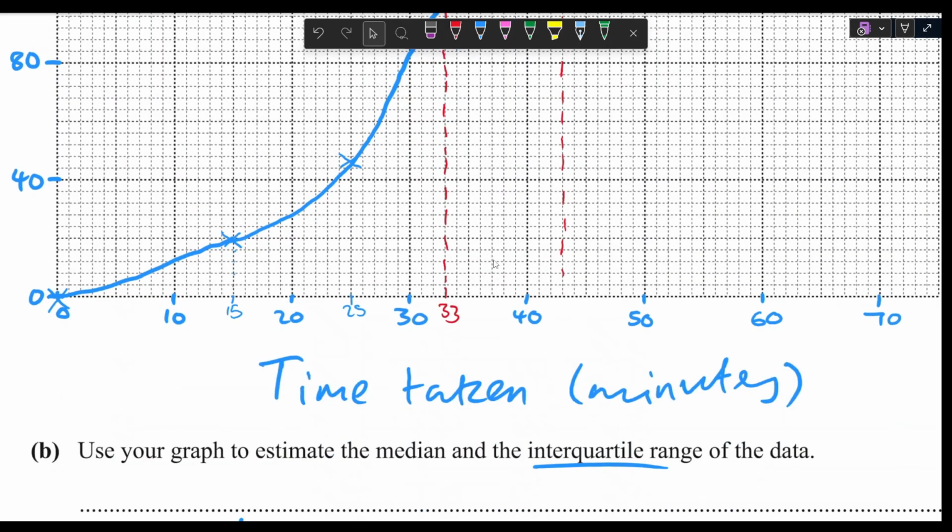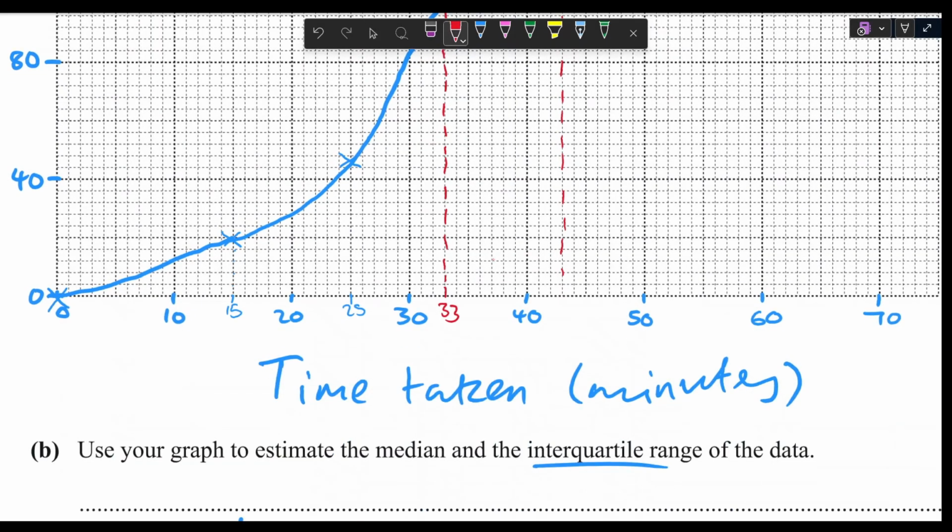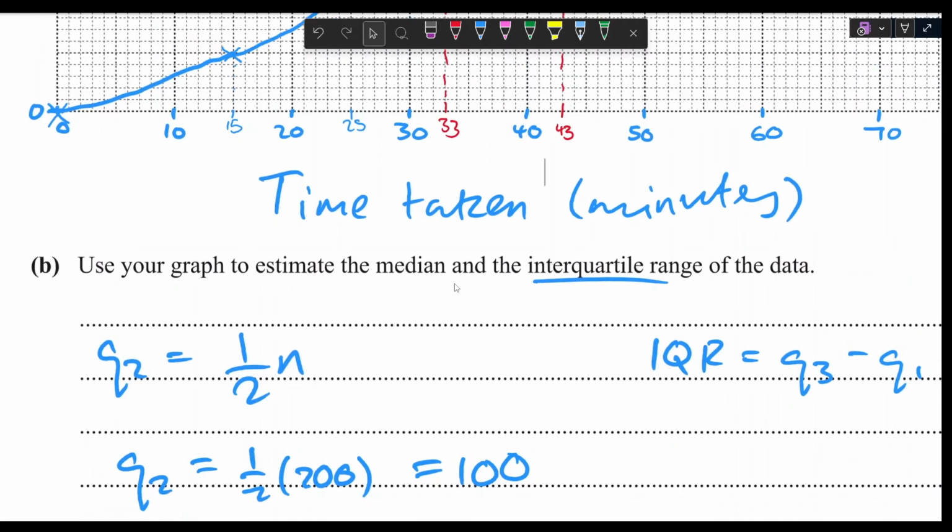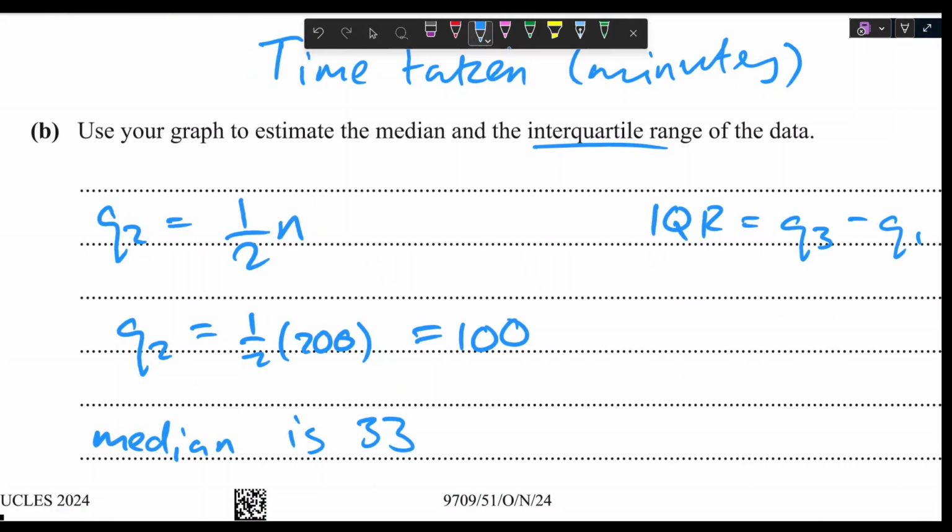And they do want to see these construction lines. You do get marks for them, so make sure to show your construction lines. According to my diagram, Q3 is 43. I'm going to come and say that our interquartile range here is going to be that 43, and we need to find Q1.